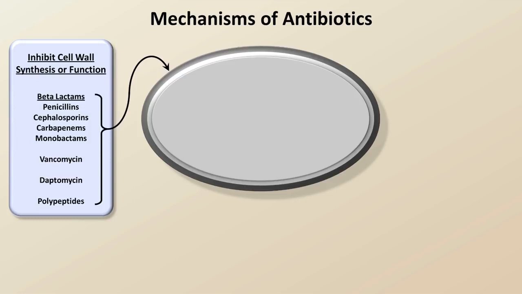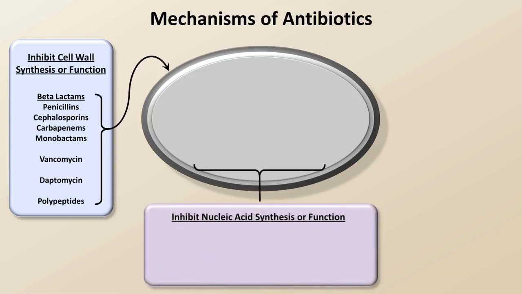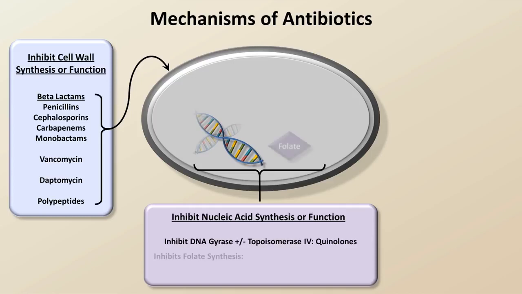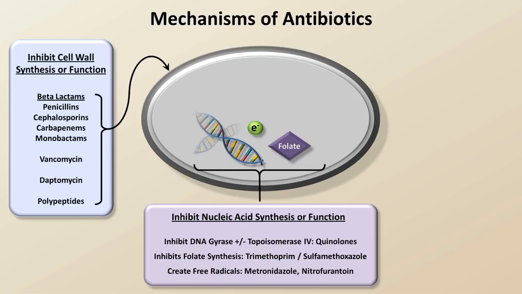The next category is those drugs which inhibit nucleic acid synthesis or function. This can be a consequence of inhibition of the enzymes DNA gyrase or topoisomerase 4, as is seen with the quinolones. It can be the consequence of an inhibition of folate synthesis, as seen with a specific antibiotic combination, trimethoprim-sulfamethoxazole. And it can be the consequence of the generation of free radicals, which interact with the DNA strands, leading to DNA damage, as occurs with metronidazole and nitrofurantoin.